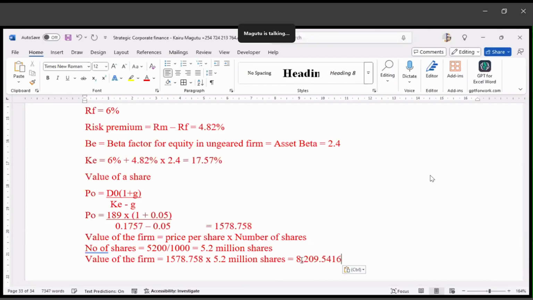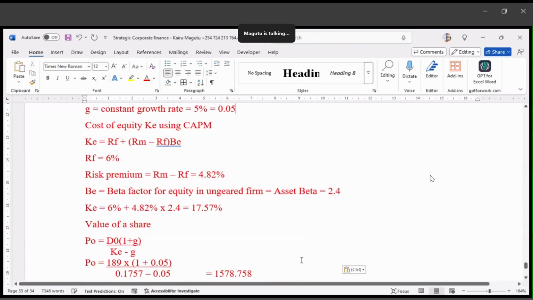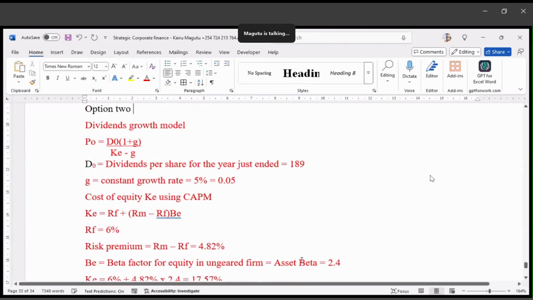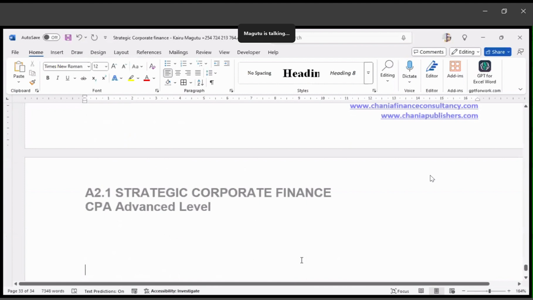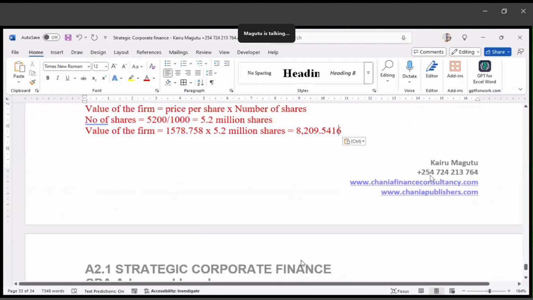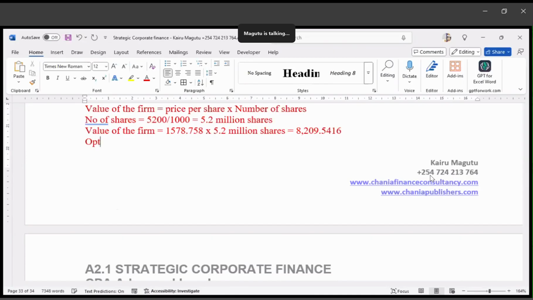So we said using the growth model, the dividend growth model, we are able to do that. That is option 2. Do we have data that can help us to go for option 3? Is there any data that you feel can help us to go for an alternative option?